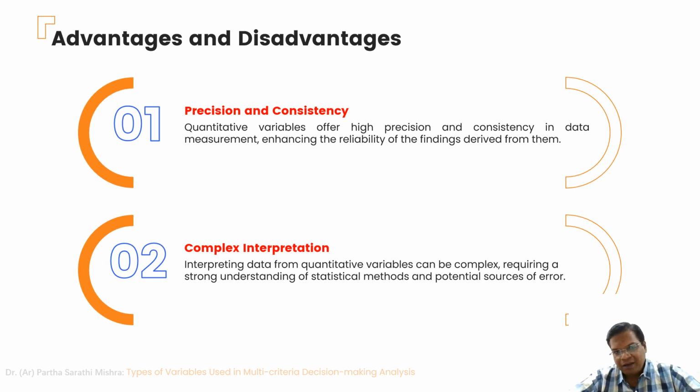Whereas there are some demerits or disadvantages, we can say. They are complex interpretations. Interpreting data from quantitative variables can be complex, requiring a strong understanding of statistical methods and potential sources of error. So mostly whenever we are getting data quantitatively, there are parametric tests and non-parametric tests, and which kind of test we are going to conduct, whether they are homogeneous or heterogeneous. There are so many complexities. In the further videos we are going to discuss all these things.